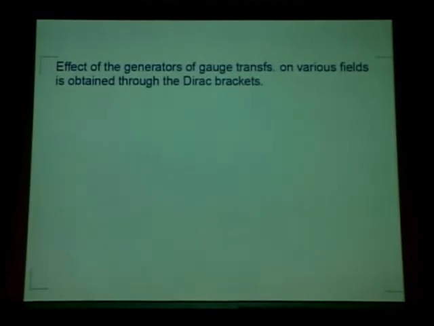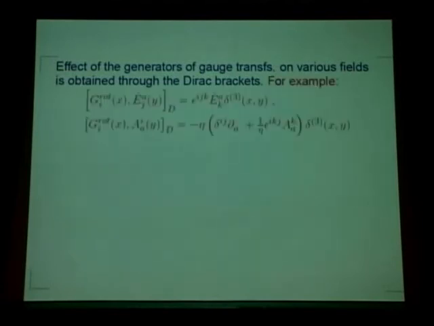The effect of gauge transformations on various fields has to be obtained through Dirac brackets. For example, if I were to calculate the Dirac bracket of the rotation generator G rotation with E hat, it transforms and gives me an answer of this kind: epsilon I j k E hat delta of 3 of x y. Or the Dirac bracket of G rotation with the gauge field A gives me an answer of this kind: eta times delta ij derivative with respect to A 1 by eta I k j a k a delta function x y.